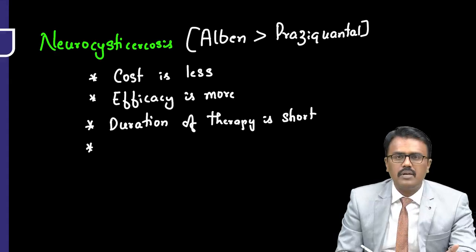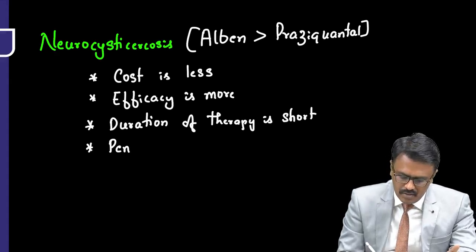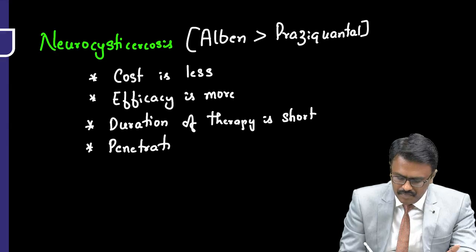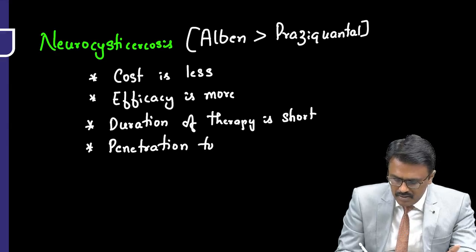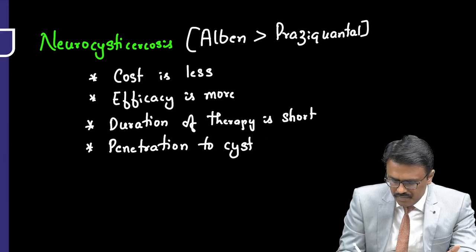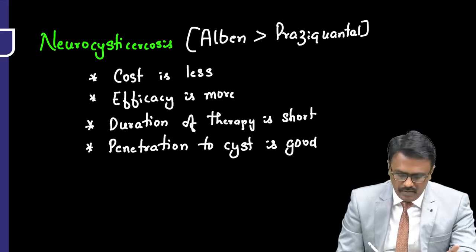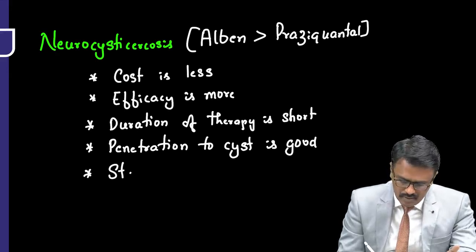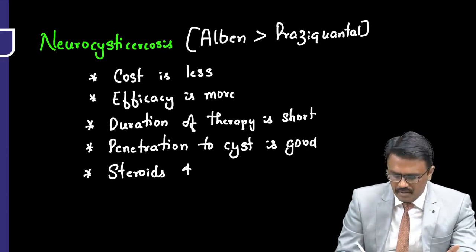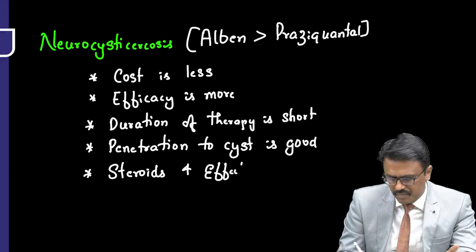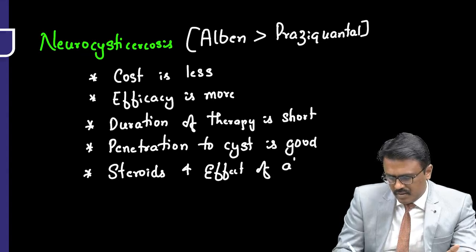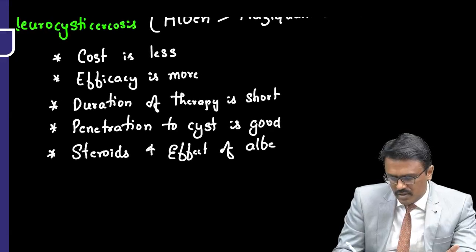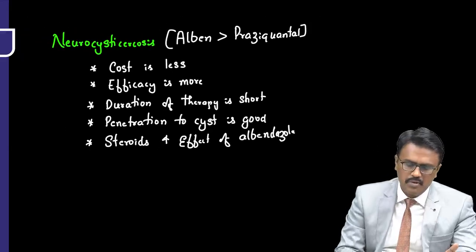Then another important point is penetration into the cyst is good. And when you add steroids, they increase the effect of albendazole. So these are the advantages why albendazole is the drug of choice for neurocysticercosis.